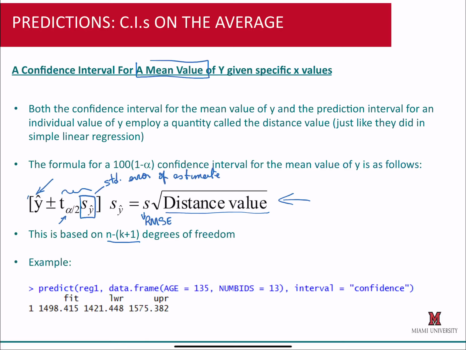Remember that you can get this using the predict function in R. Now, I wanted to point out that if you have to make a prediction in R and now you have more than one variable, you still have to use the data frame function, but put the values of each variable separated by a comma. Remember that interval equal to confidence gets you a confidence interval on the mean value of y, or the average. So that is basically the confidence interval on the average.